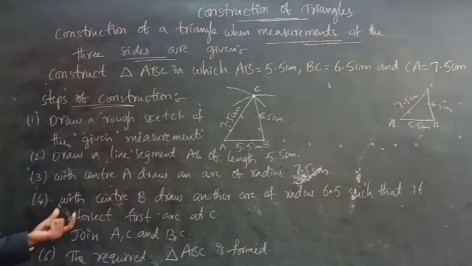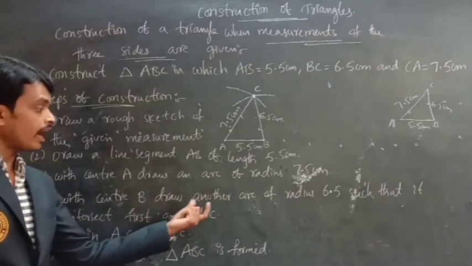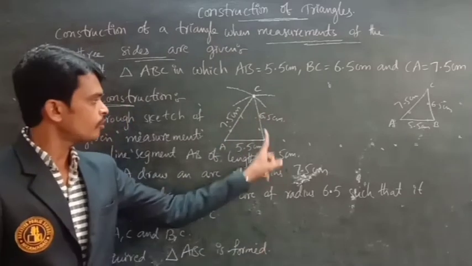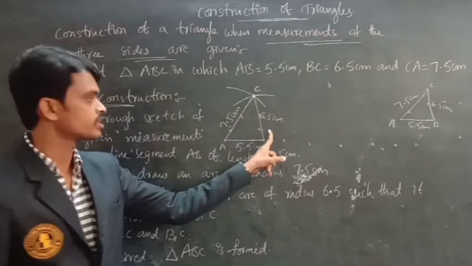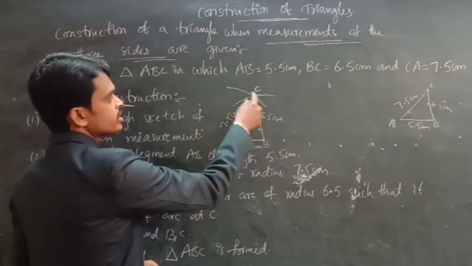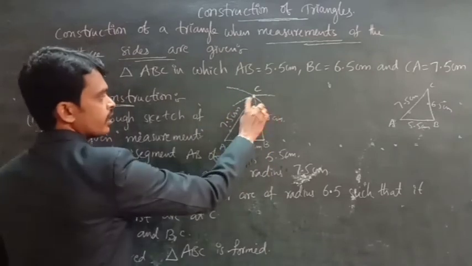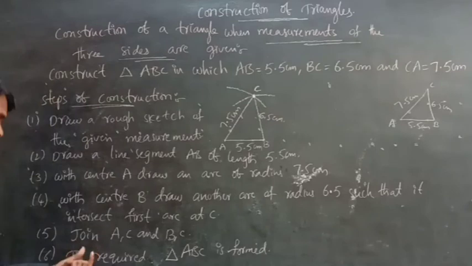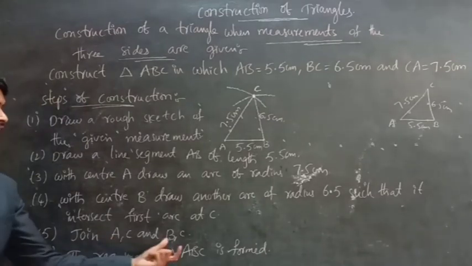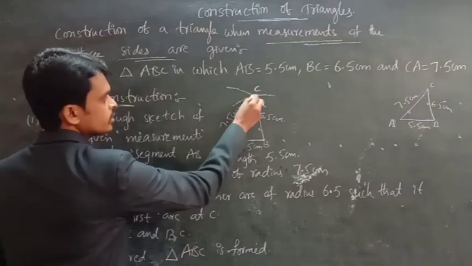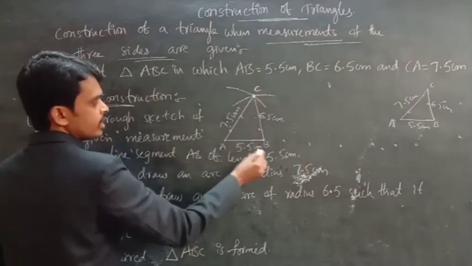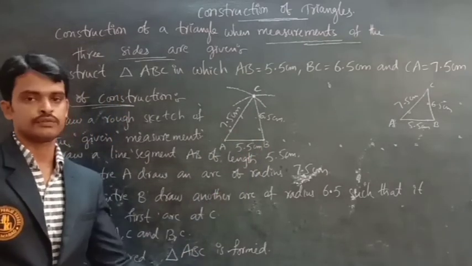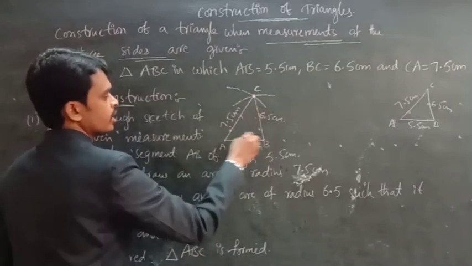Fourth, with center B, draw another arc of radius 6.5 centimeters. This second arc intersects the first arc at C. Now we join A, C and B, C, the vertices. The required triangle ABC is formed.